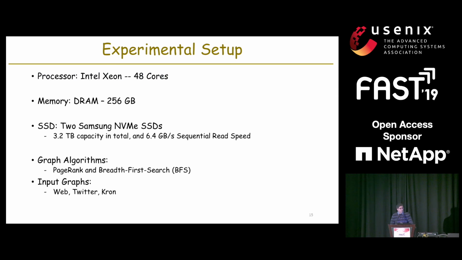Okay, in our experiments, our system is equipped with an Intel processor with 48 cores and has 256 gigabytes of DRAM, and we have 2 NVMe SSDs with 3.2 terabytes of capacity in total. We run PageRank and breadth-first search algorithms, and the input graphs that we study are web graph, Twitter graph, and synthetic graphs. The web graph is the largest available graph that we have examined, which has 3.5 billion vertices and 128 billion edges. Its text size of edges is around 2.7 terabytes.